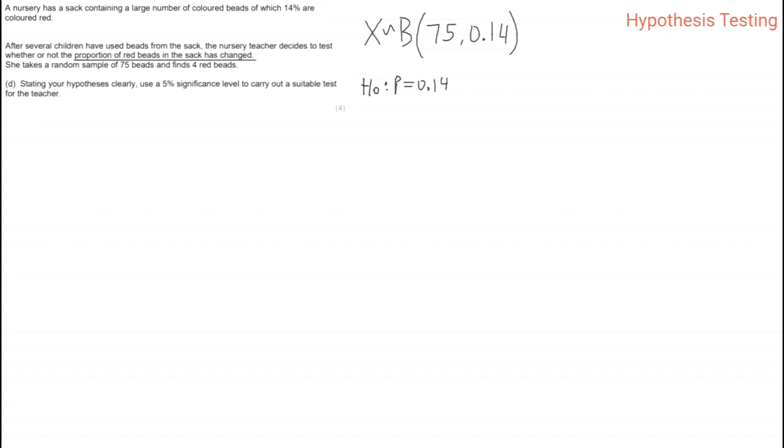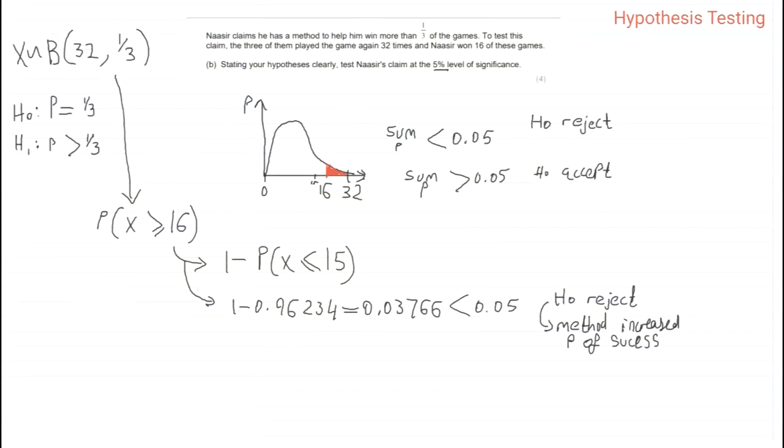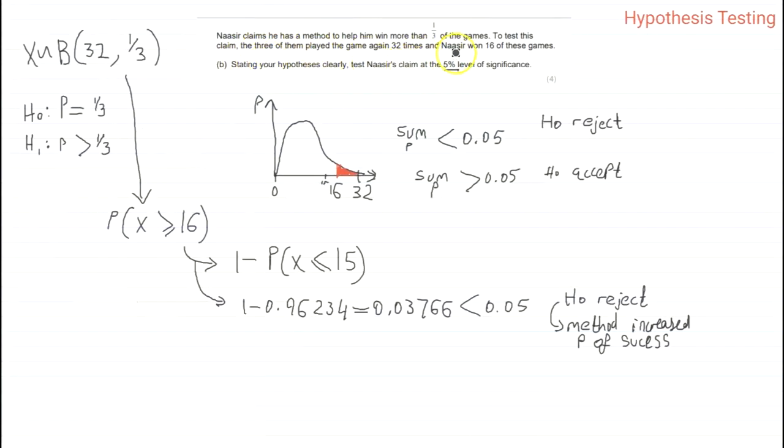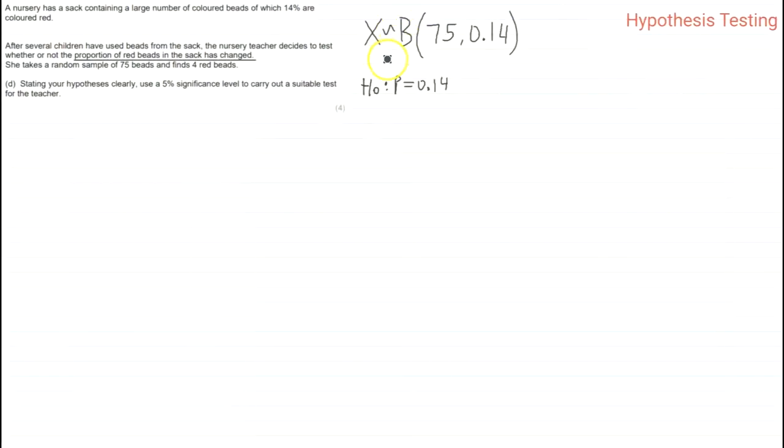Now, if you look at different questions that we've done, you'll see that, for example, in this one, it's saying that you want to see if the probability of success has increased. But in this case, we're trying to see if the probability of success has changed. It's a big difference, right? So instead of saying P is greater than 0.14 or P is less than 0.14, we'll be saying P is not equal to 0.14. Right? And what that actually means is that we're looking in both tails.